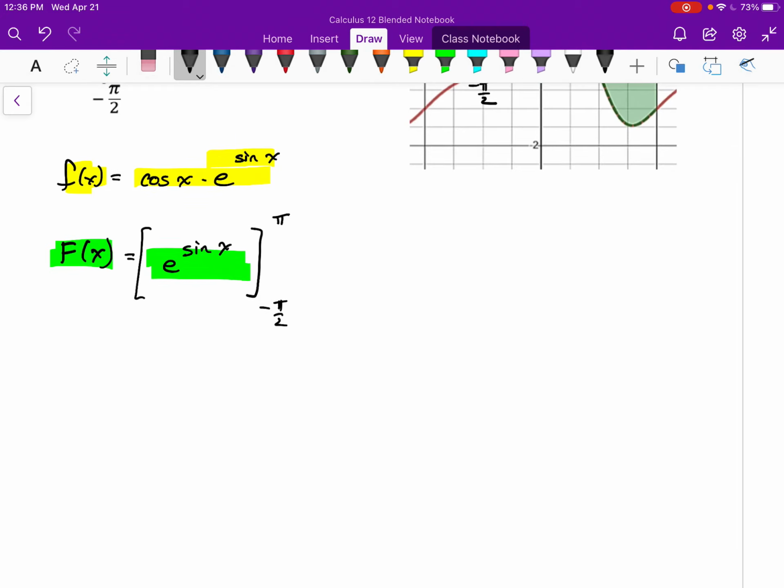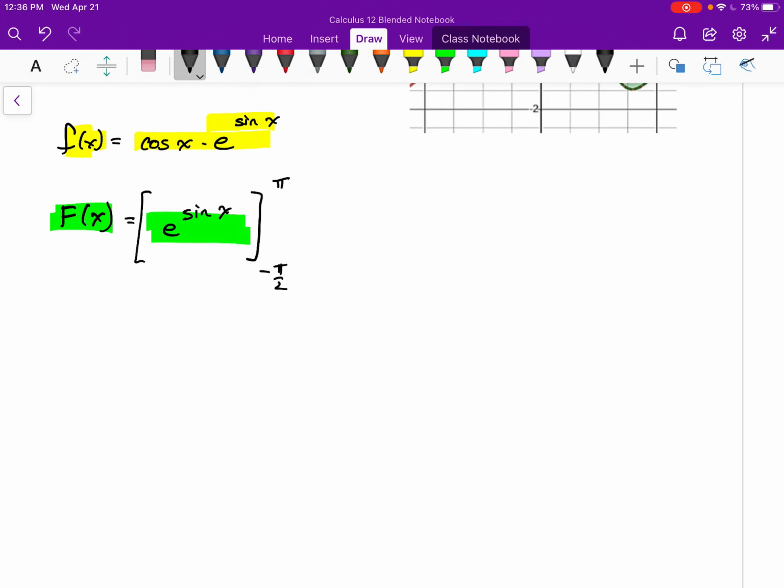All right, and so with that said, what does this equal? My marker got very thick suddenly. Take 2. What does this equal? This equals e to the power of the sine at pi minus e to the power of sine of minus pi over 2.